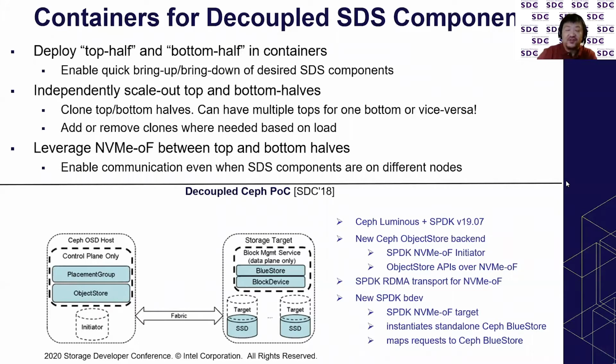And because they are separated, or decoupled, from each other, their scaling-out factor is completely independent. You can clone the top and bottom halves based on their own pressure or demand. You can have multiple tops for one bottom, or the other way around. You could add or remove clones where needed based on your actual load.